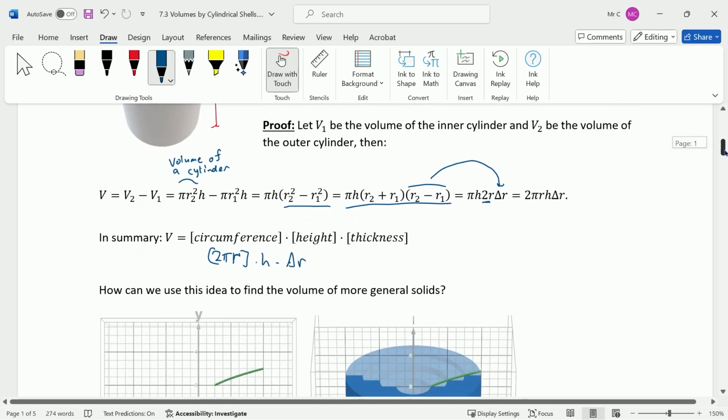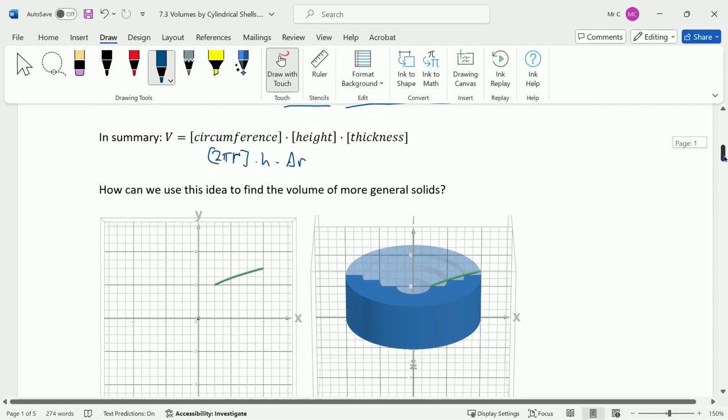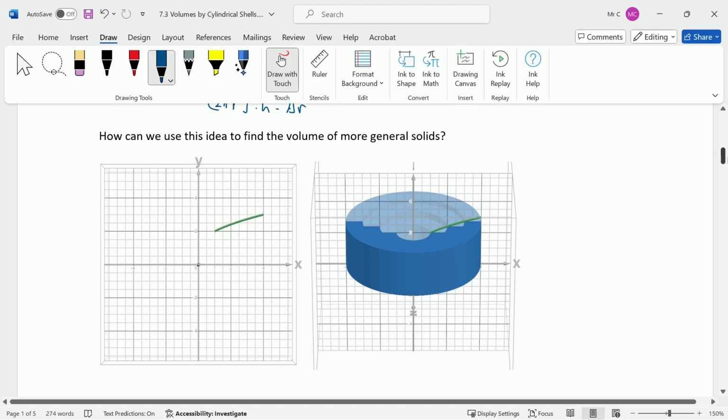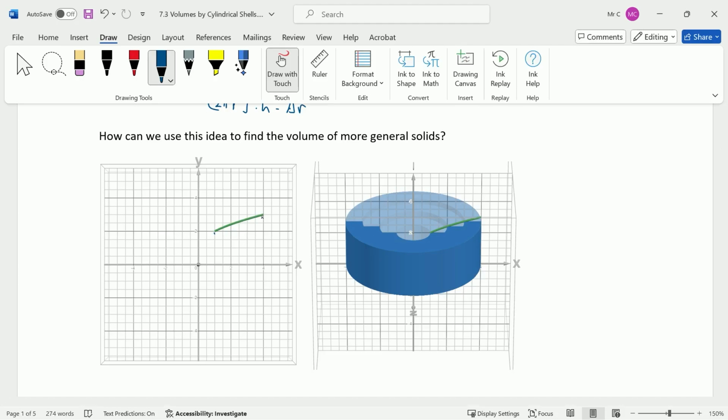So how do we use this idea to find the volume of a more general solid? So take a look at the two images. We're going to consider this graph here rotated about the y-axis. So you're going to get a three-dimensional figure that looks something like this.